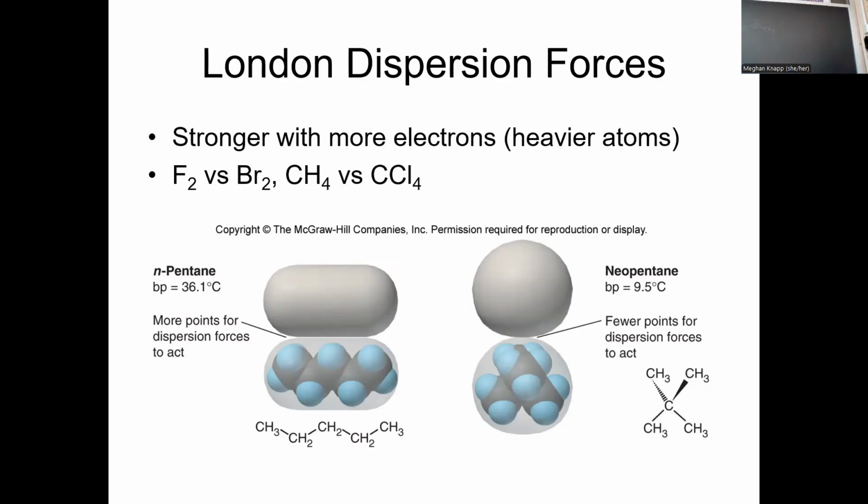Okay, so that was our London dispersion forces. What matters there are the number of electrons. So sometimes you'll see it say mass, but what's really more important is the number of electrons. And then the length of the molecule. All right, so now we're going to get to our new type, hydrogen bonding.